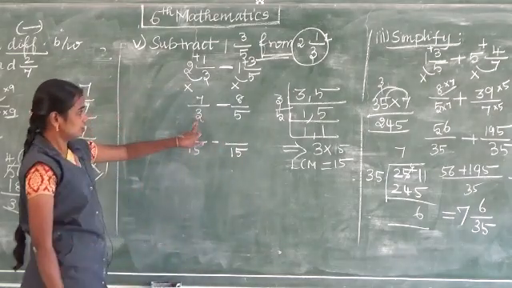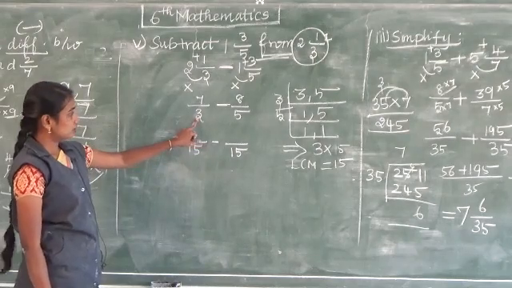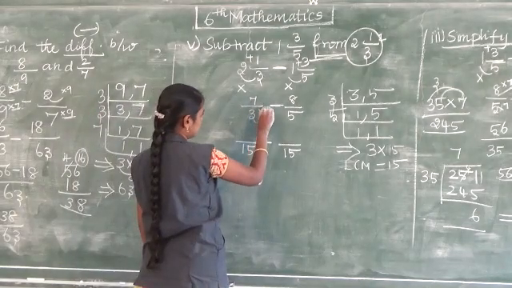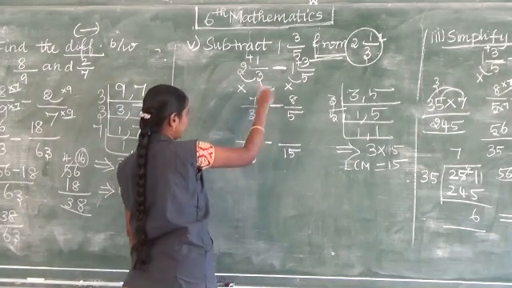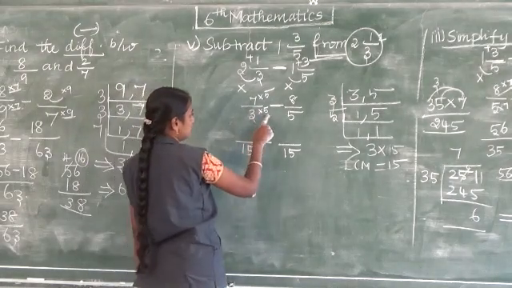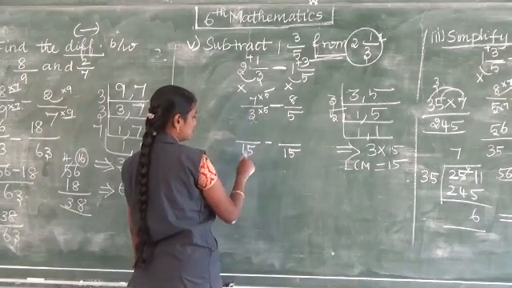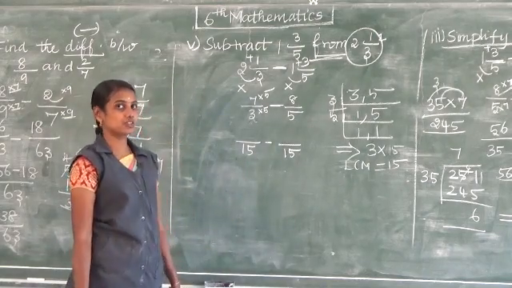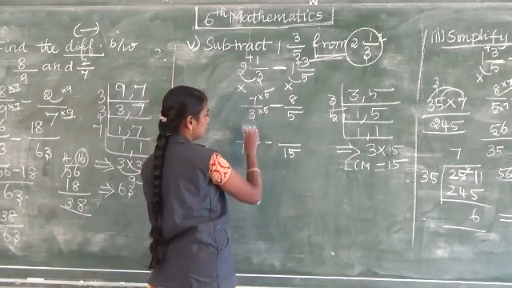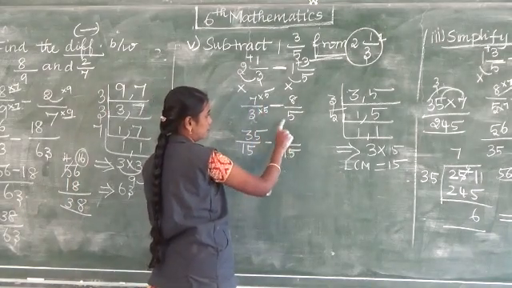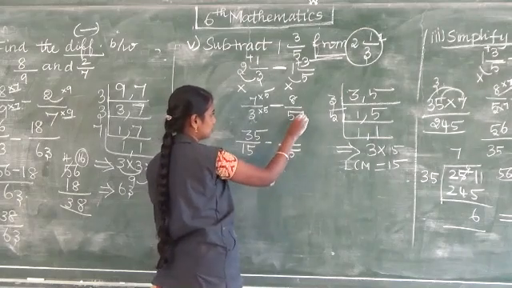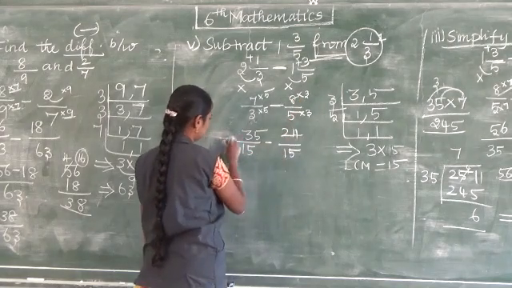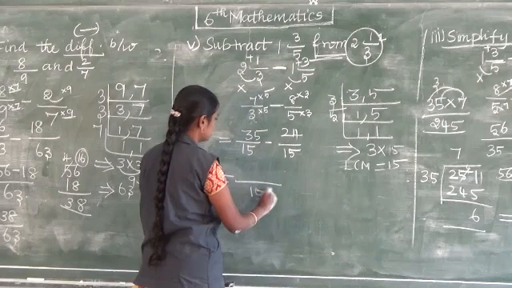What is here? 3. 3 table, how many times will 15 come? 5 times. So multiply by 5 here, and multiply the numerator also by 5. You cannot take any number; you have to see the denominator and see the multiplication to get 15. Don't confuse with this. 7 5s are 35. Now 5 table, how many times will 15 come? 3 times, multiply by 3. 8 3s are 24. Write 15 as it is.